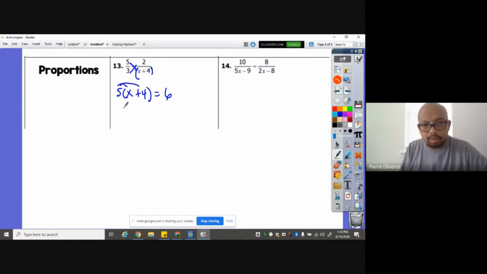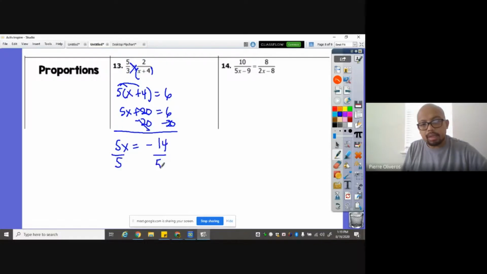Distribute the 5. 5x plus 20 is equal to 6. And then you're going to solve it, minus 20 because 6 and 20 are like terms. Just cross out. 5x equal to negative 14. Divide everything by 5 there. So therefore, the answer is negative 14 over 5.